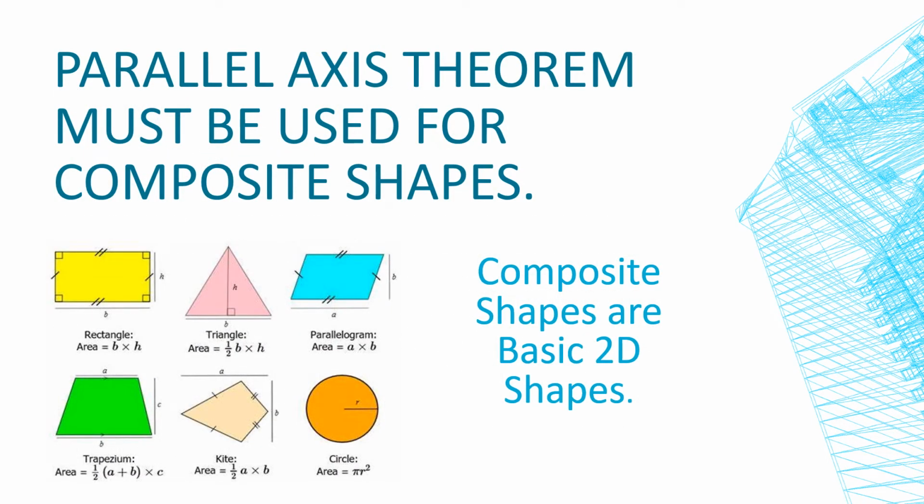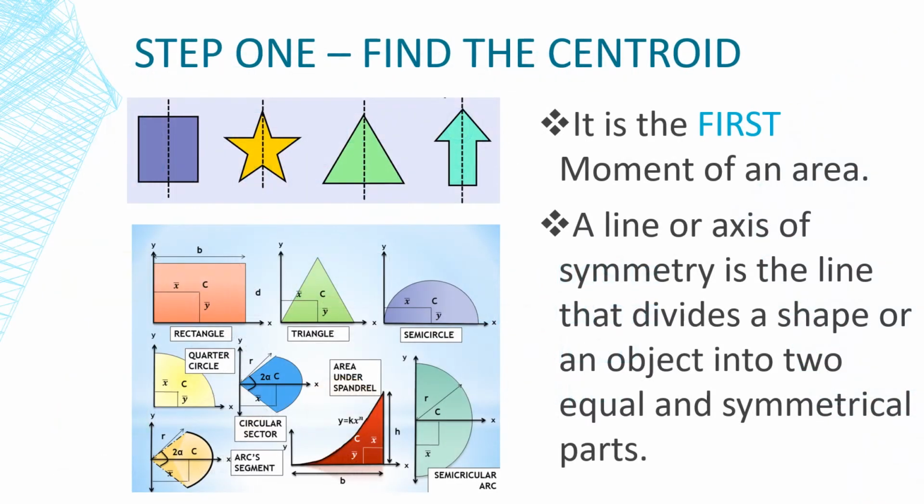So these are composite shapes, which are basic 2D shapes, and the parallel axis theorem must be used for these types of composite shapes. The first step is to find the centroid. The centroid is actually considered the first moment of an area. A line or axis of symmetry, shown on the first diagram, is the line that divides a shape or an object into two equal and symmetrical parts.